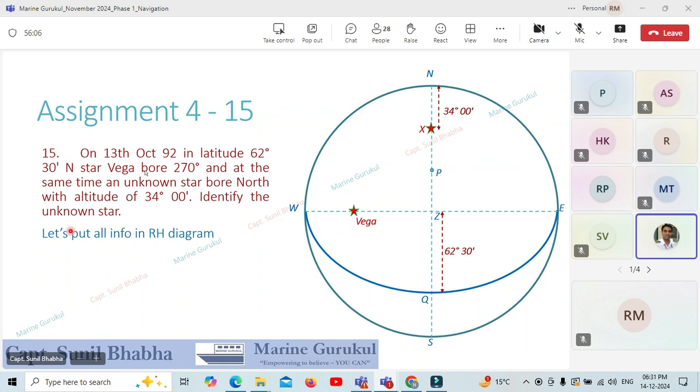Sir, why is Vega there? Okay, beta. The bearing of Vega is given, beta, 270. So we have to mark Vega on the ZW line. Altitude is not given, so you can mark it anywhere. Okay, thanks, sir.